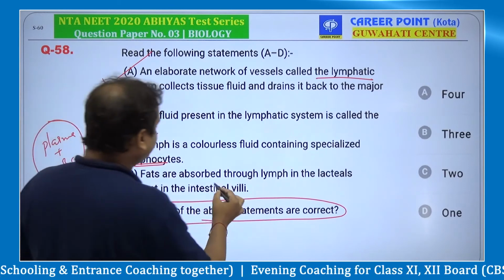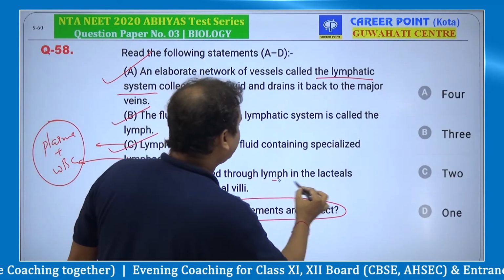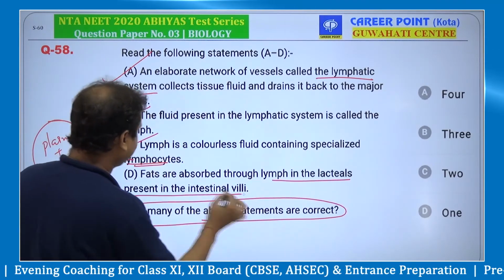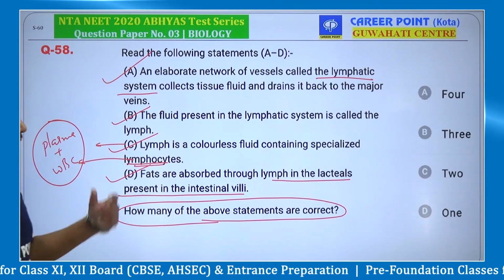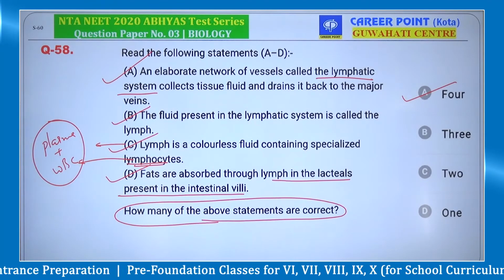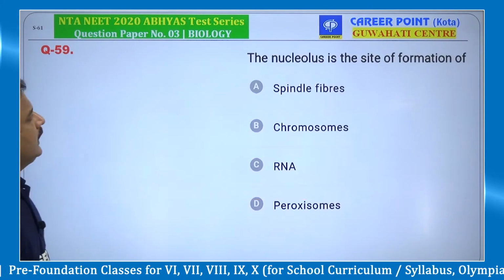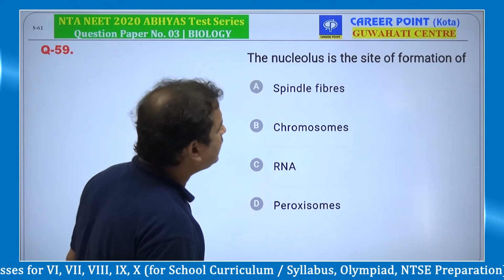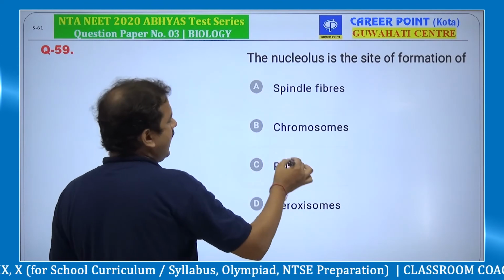And fats are absorbed through lymph in the lacteals present in the intestinal villi. That is correct. So here the answer is A. All 4 statements are correct. Next question. The nucleolus is the site of formation of RNA.